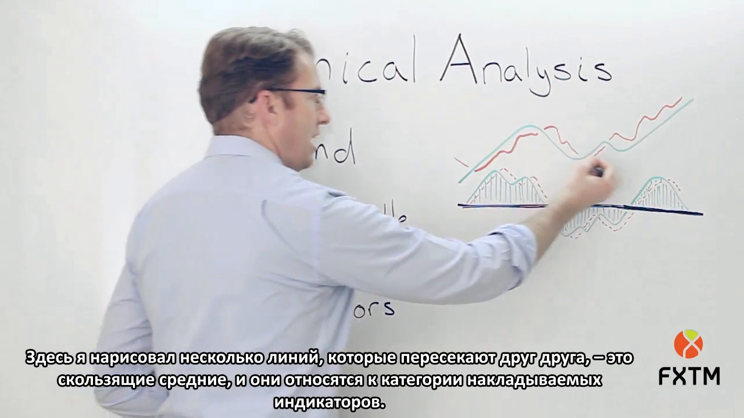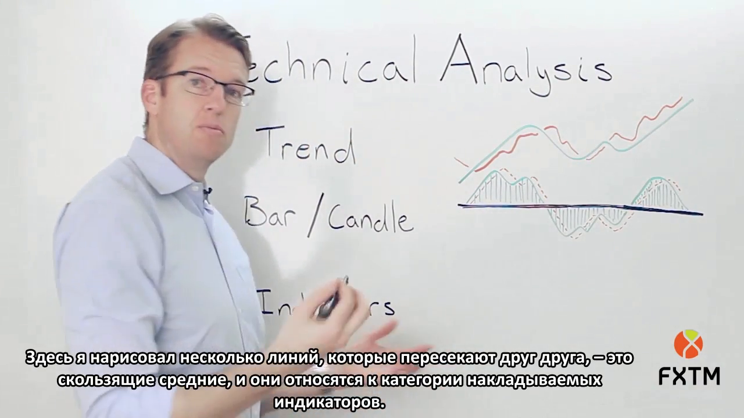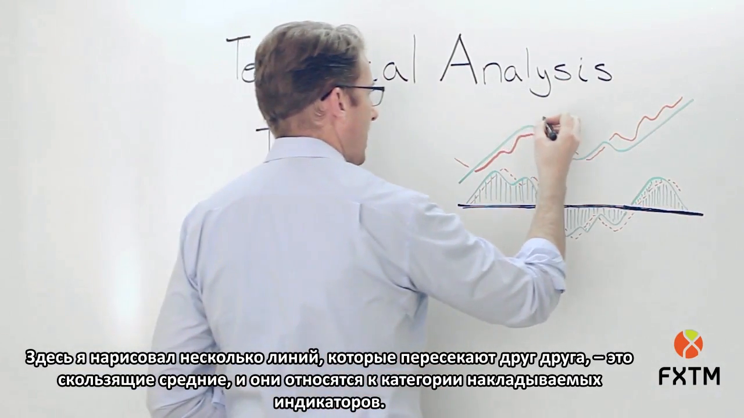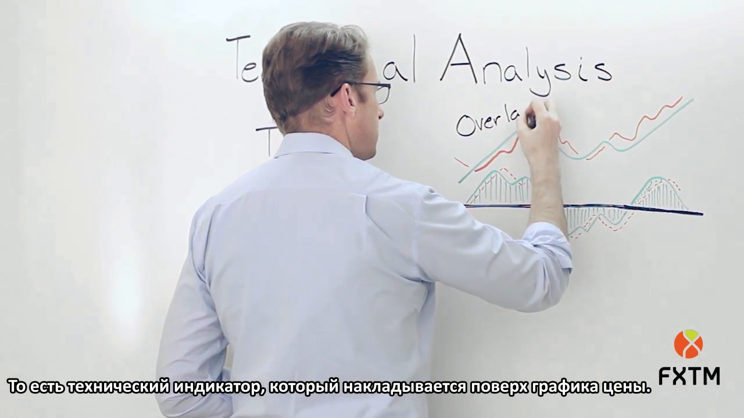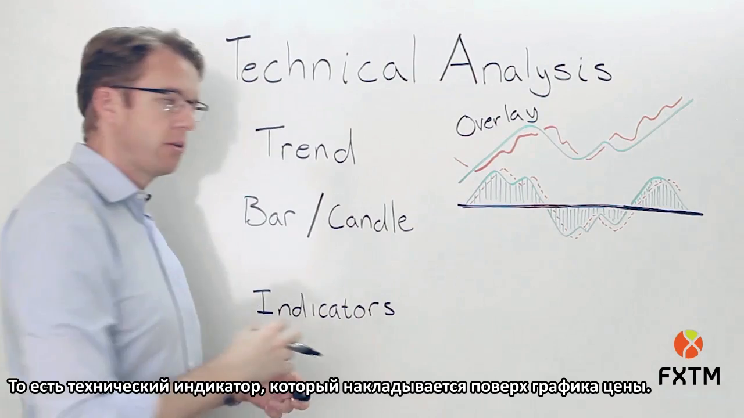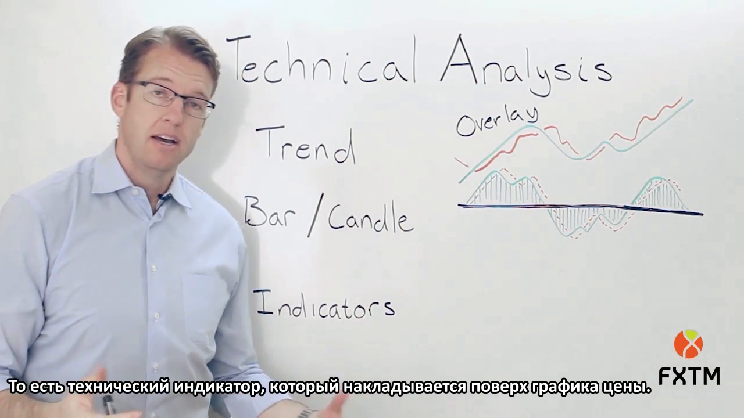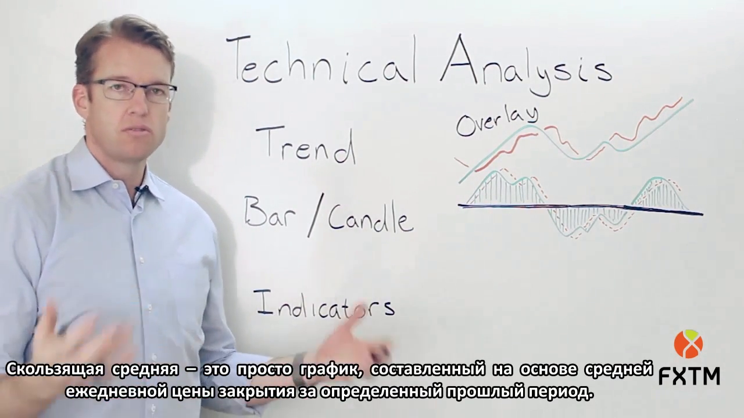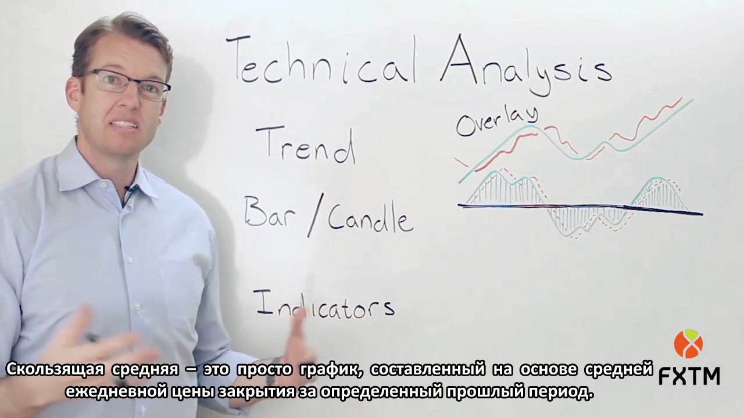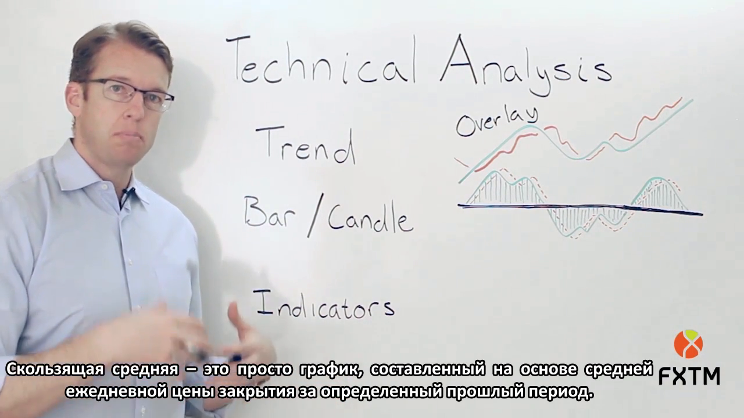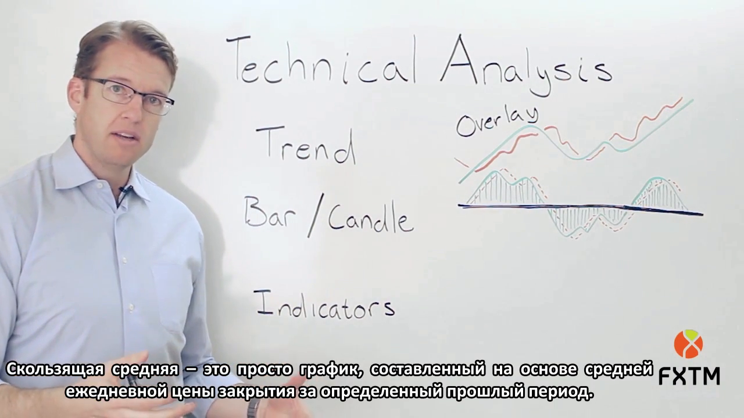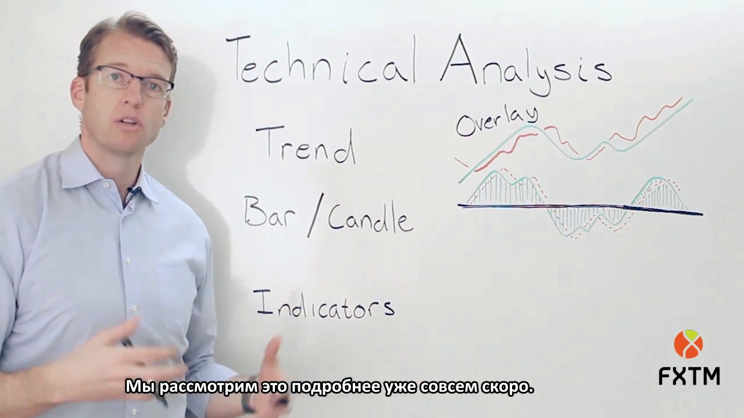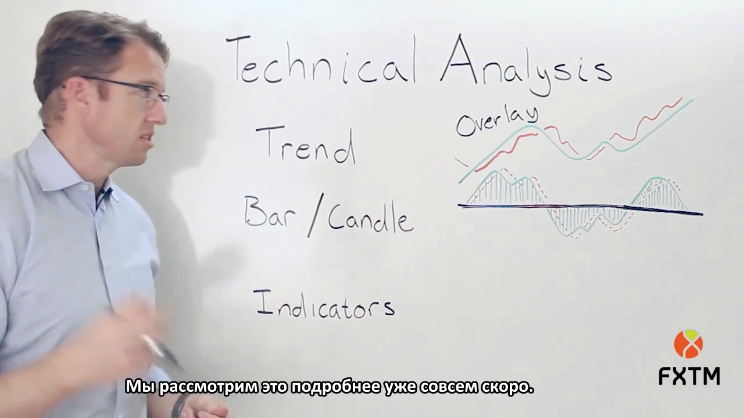Here I've drawn a couple of lines crisscrossing each other. These are moving averages, which fall into the category of overlays. So a technical indicator that is an overlay literally sits on top of the price. A moving average, for example a simple moving average, is just a plot point every day based on the average close price over a look back period. We're going to look at that very closely in just a second.